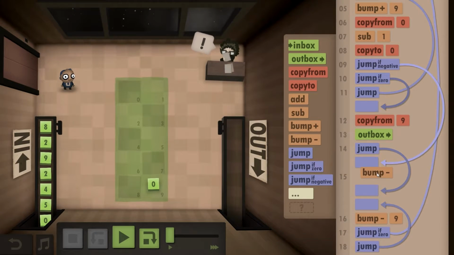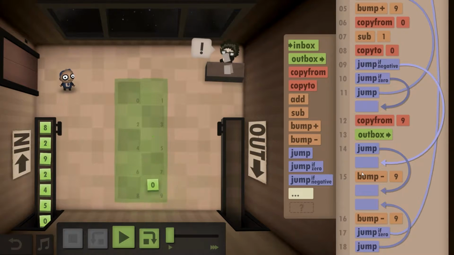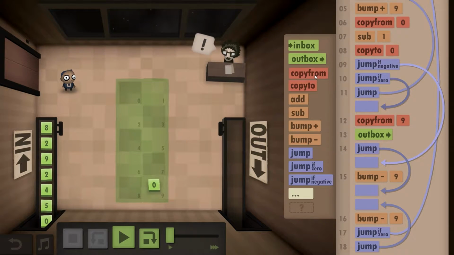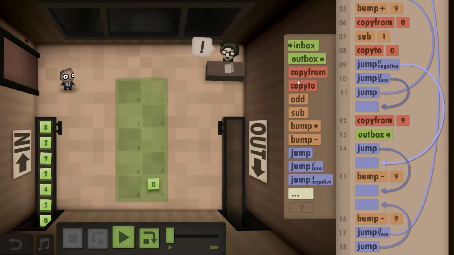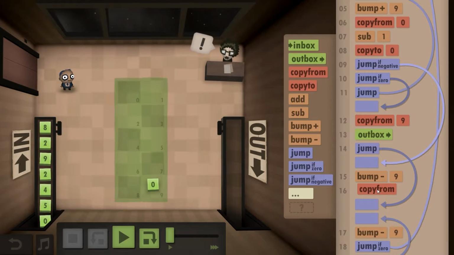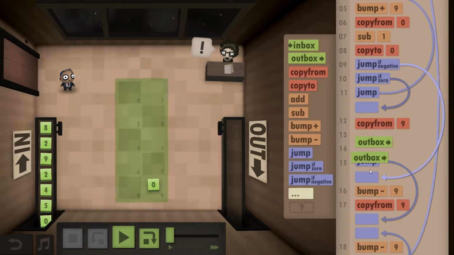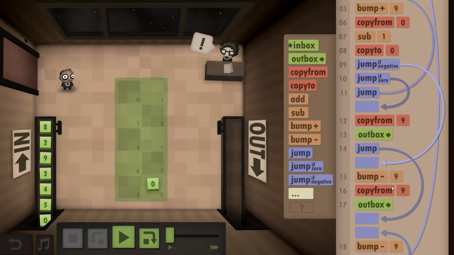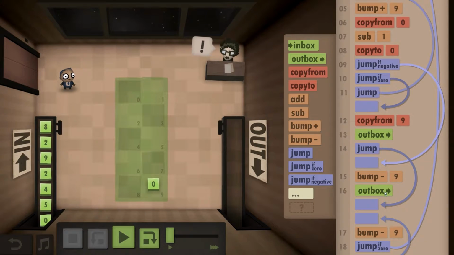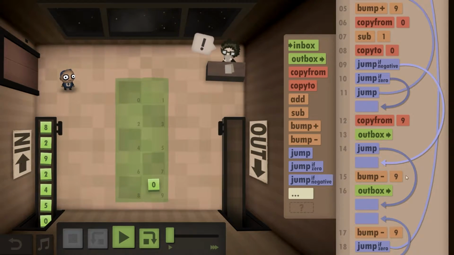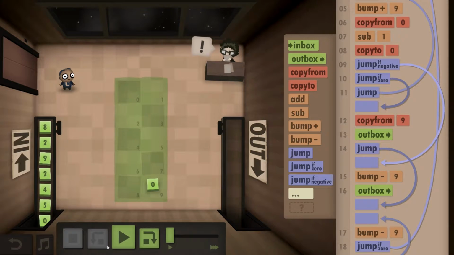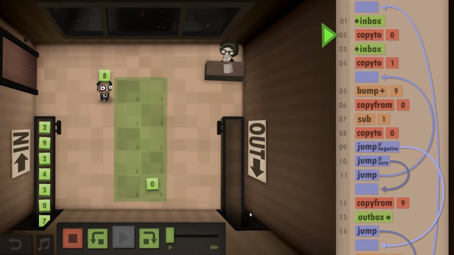Bump down that, and then copy from that and outbox. In fact, I don't even need to copy from, do I? Because bumping down will give me the number that's in the box. Right. That should work.